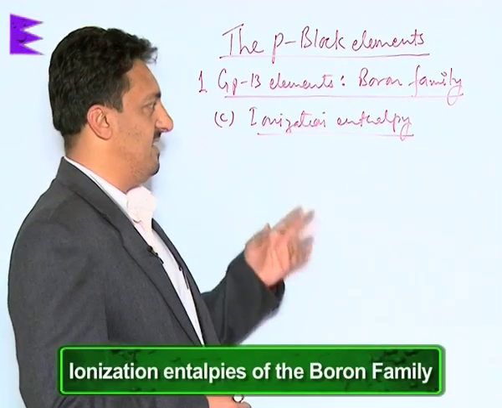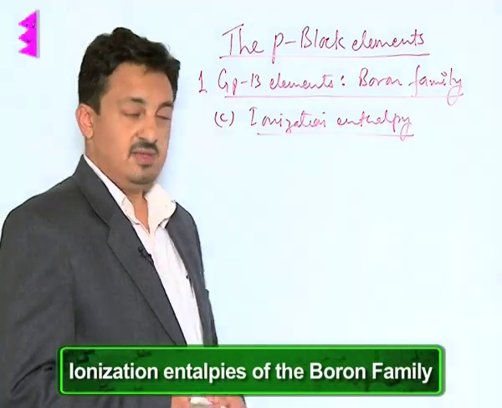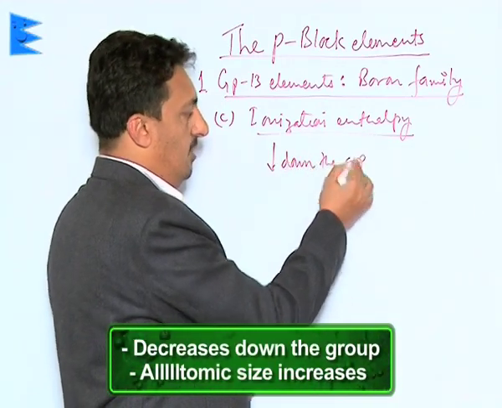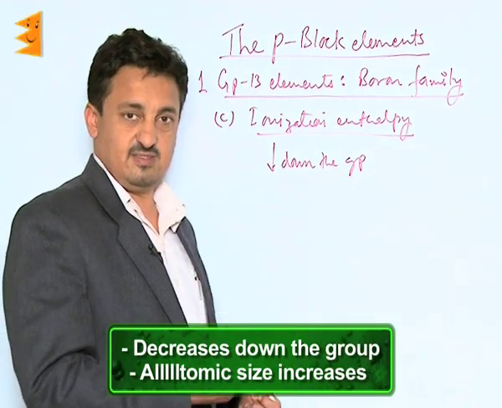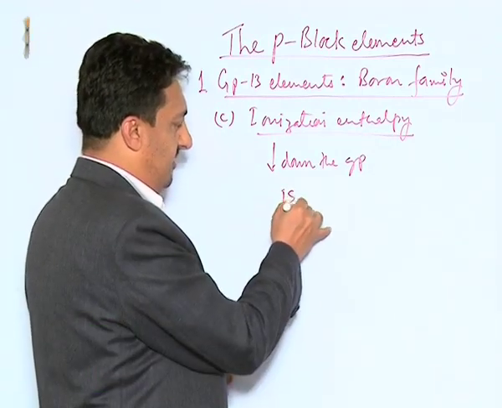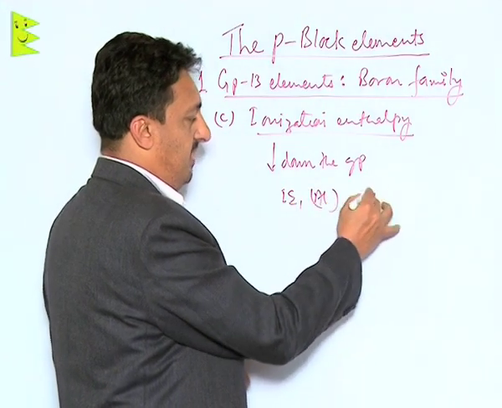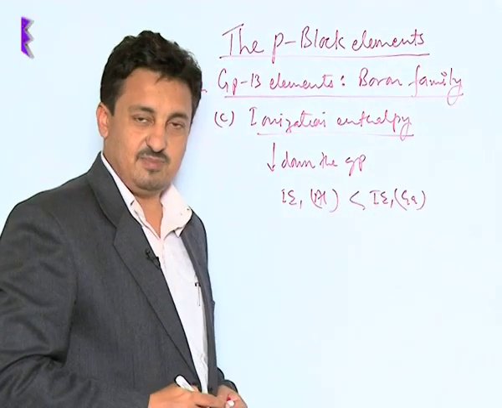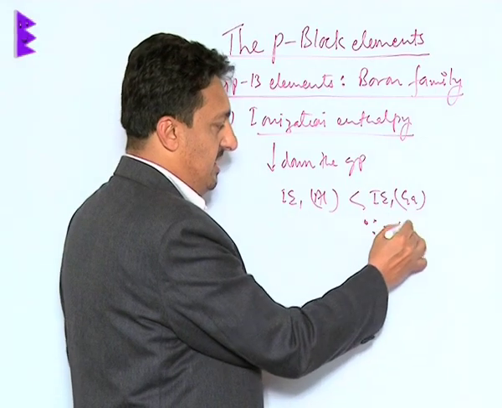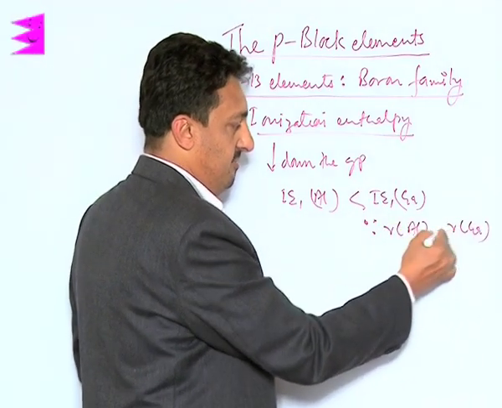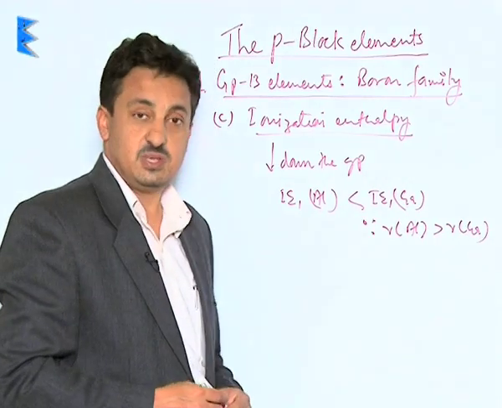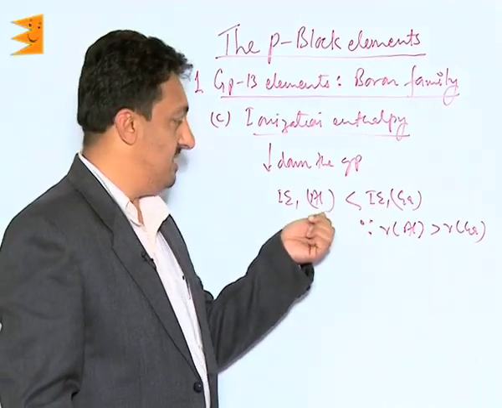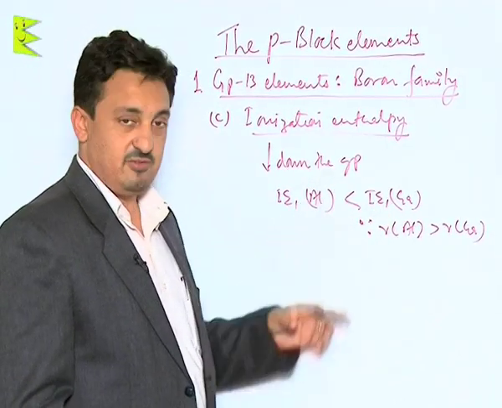Now let us discuss the ionization enthalpies of the boron family. The ionization enthalpy decreases down the group, obviously because the atomic size increases. But when we compare the first ionization enthalpy of aluminium with that of gallium, we find that gallium's first ionization enthalpy is higher. The reason is that the radius of gallium is smaller than the radius of aluminium. That makes it have higher ionization enthalpy than aluminium. That's the only exception we find.